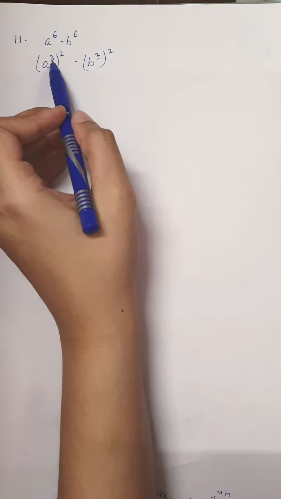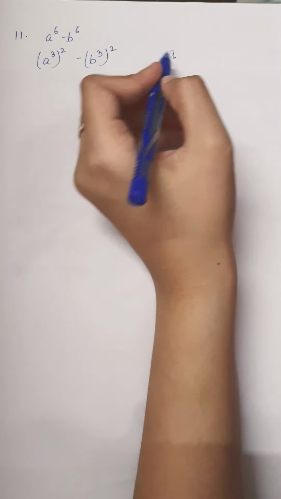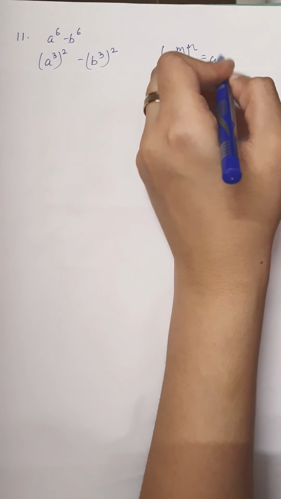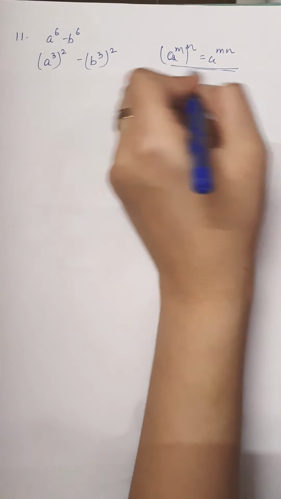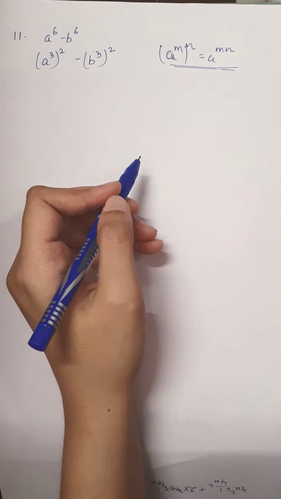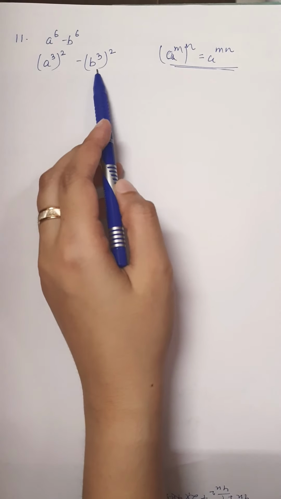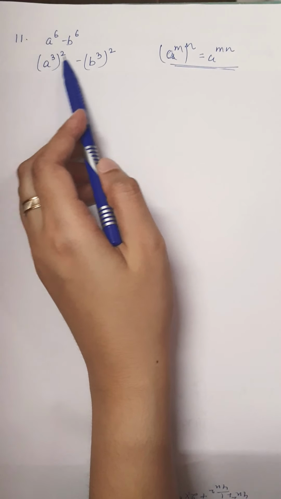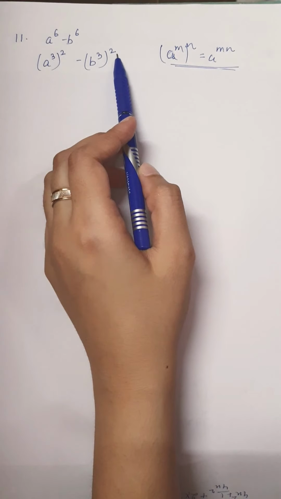Exponents you have learned, a raised to the power m raised to the power n will lead you to a to the power mn. This we have learned in exponents, class 8. Same way we have applied here. Ultimately I have not changed the question. This is a raised to the power 6, 3 into 2, and this also.